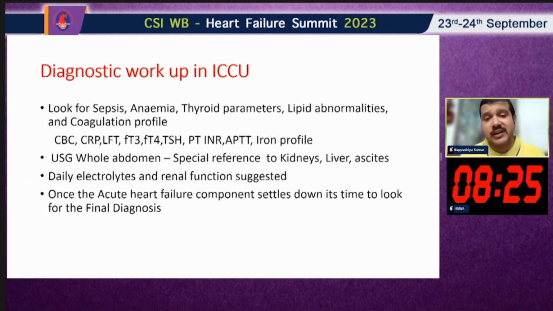USG whole abdomen, with special reference to the kidneys, because the patient is having AKI or a CKD, AKI on CKD. We need to look at the liver, lest we are missing something that is a heart failure mimicker. We need to look at the peritoneal collection in the form of ascites. Daily electrolytes and renal function are suggested. And once the acute heart failure component settles down, here is where I come in.